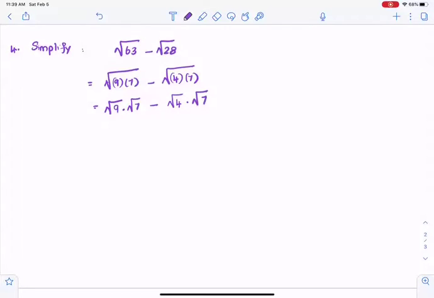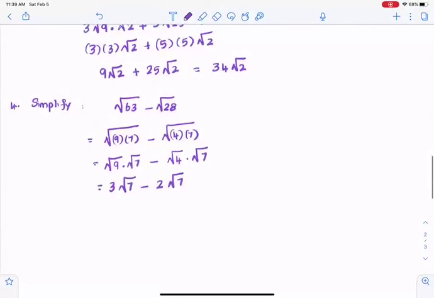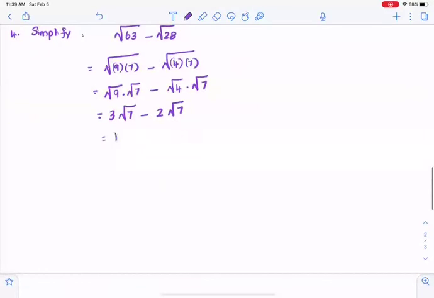9 is a perfect square. Square root of 9 is 3, square root of 7. Square root of 4 is 2, square root of 7. 3 square root of 7 minus 2 square root of 7 is 1 square root of 7, which is 1 times square root of 7. And that is square root of 7. And that's the answer.